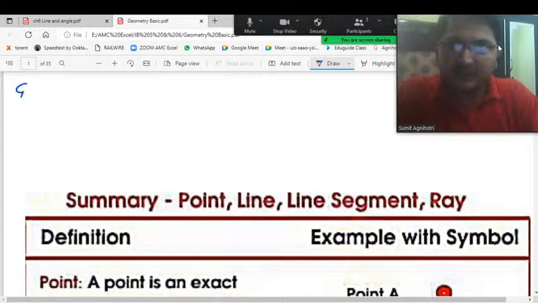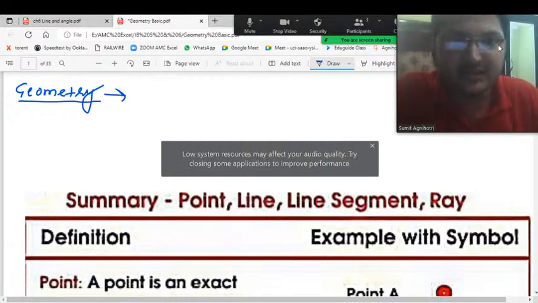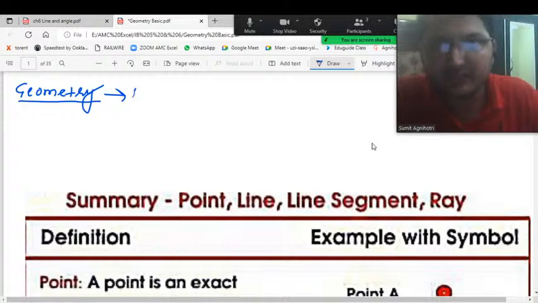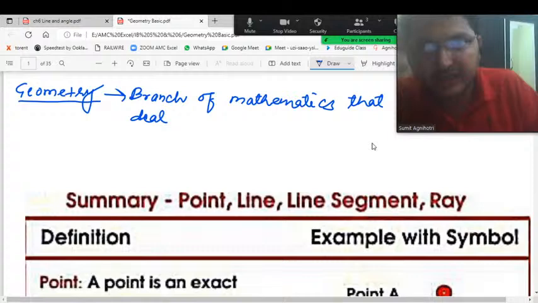Geometry is actually a branch of mathematics in which we deal with figures and their properties. Basically, we deal with figures and their properties. How will you define it? Branch of mathematics that deals with shapes and their properties. And what are different shapes we are going to deal with?